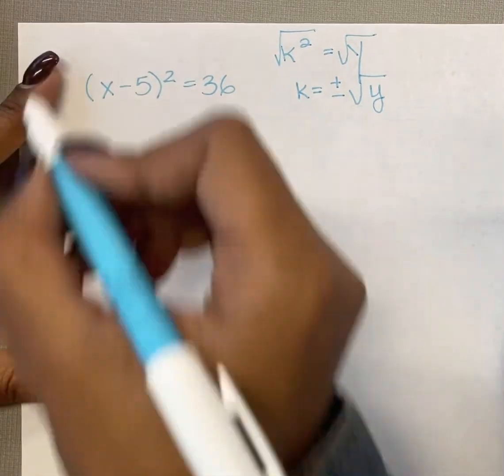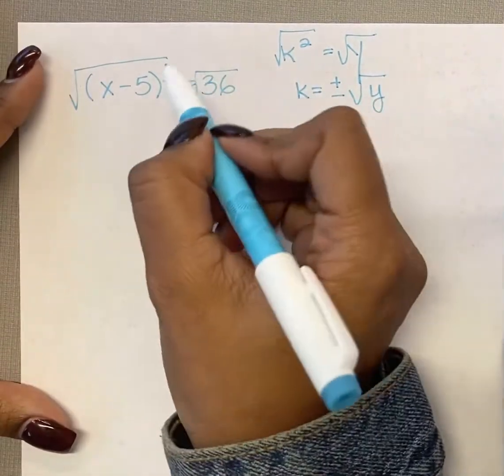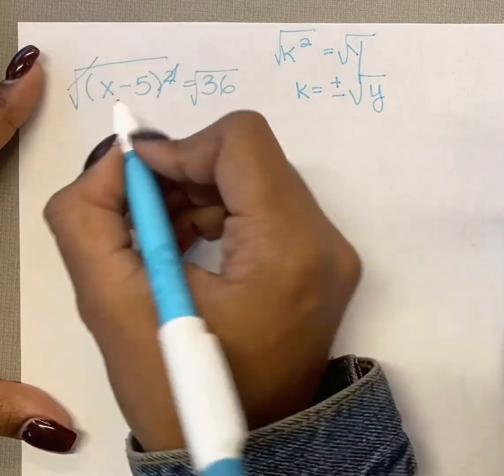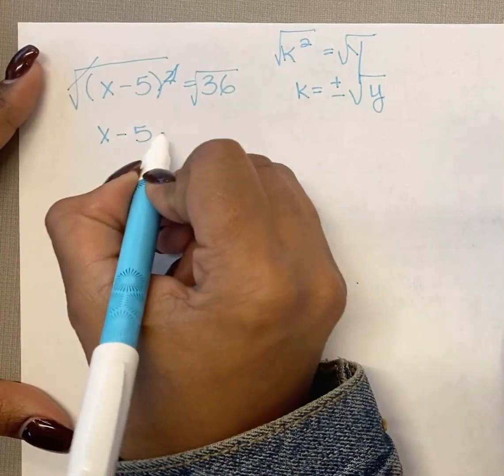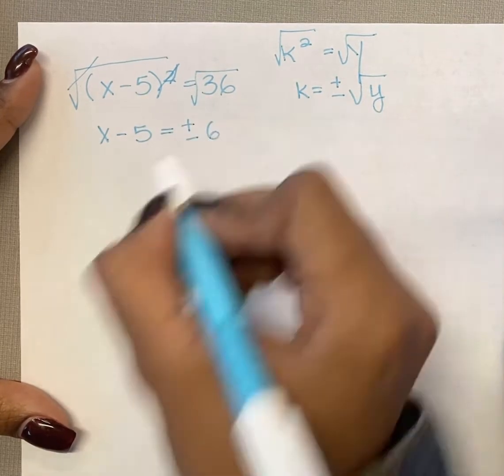So here I have (x - 5)^2, and I want to get rid of that square. And so I'm going to take the square root of both sides. And so that will cancel out my square. And so I'm left with x - 5 = well, the square root of 36 is plus or minus 6.